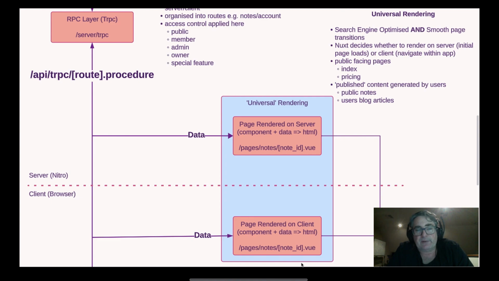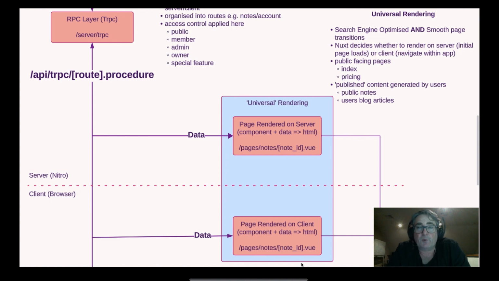The beauty of the architecture is because the code on those pages accesses the data through that RPC layer, through TRPC, and because TRPC presents the same interface if you're on the client and the server, then the code on those pages doesn't need to know whether it's being called on the client or the server. So that's really quite cool. Universal rendering is really cool. It gives you search engine optimization and smooth page transitions. So it's really the best of both worlds.